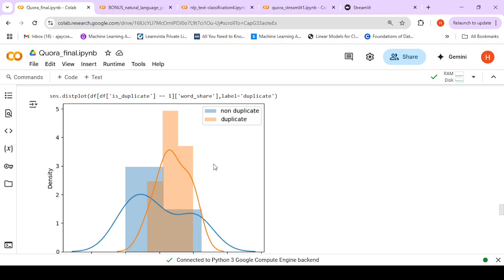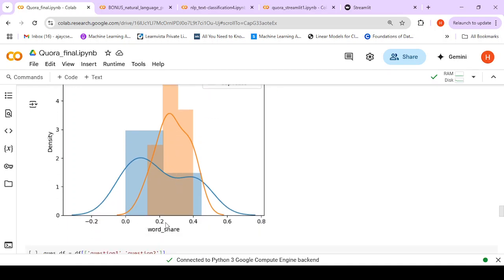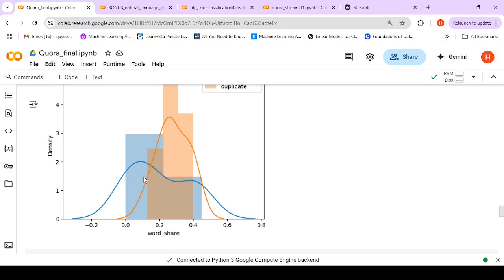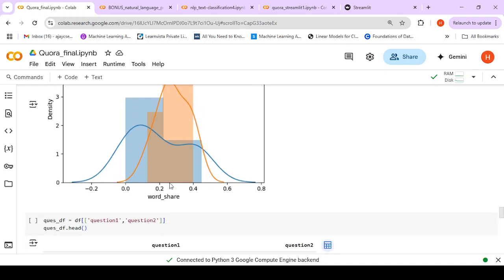So here this particular graph is showing word share, how many words are getting shared. Okay, now in that, these are the word share values, and as we can see, as the word share is increasing, the duplication is also increasing. See here, this is when the words that are shared are lesser. This is when the words that are shared are more, and there are more duplicate values here.